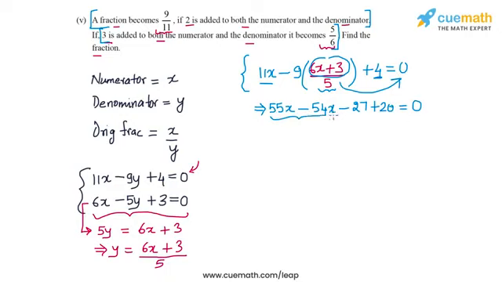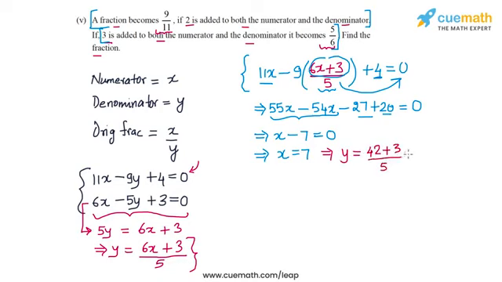So 55x minus 54x is x, and x minus 7 is equal to 0, which means that x is equal to 7. And if x is equal to 7, then y is equal to, I can find it from this expression, (6x plus 3) by 5. So y is equal to 6x, 6x is 42, so 42 plus 3 by 5, or 45 by 5, or 9.